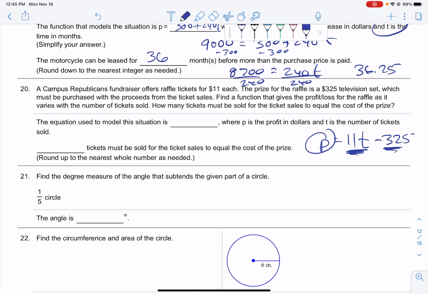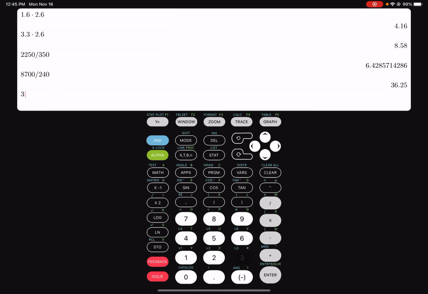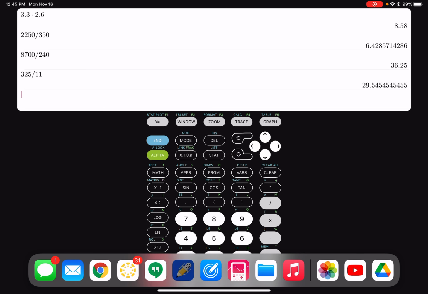So to figure out the number of tickets that must be sold to equal the cost of the prize, if we just want to break even, 325 equals 11T minus 325. Well, I guess if we want to break even, we don't want a profit of 325. We want a profit of 0. We're just trying to break even. So 11T has to equal 325. So if we do 325 divided by 11, that gives me 29.5.